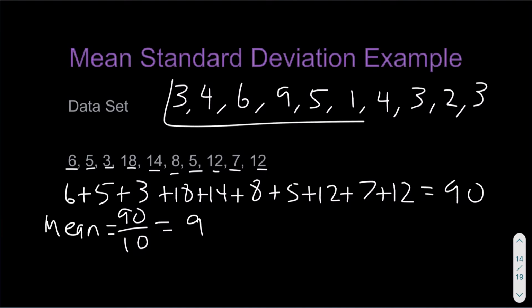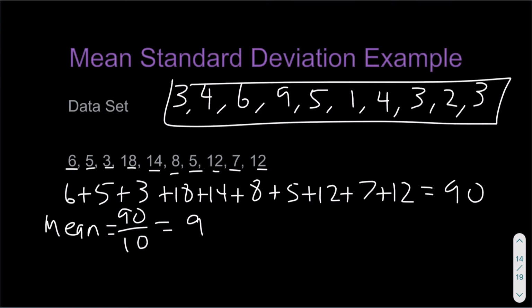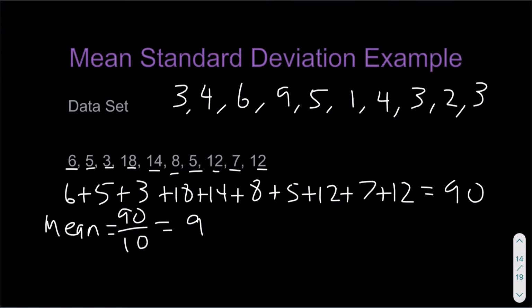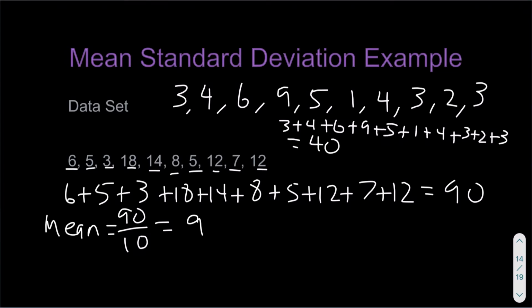Now that we have this data set, we now have to find the mean of this. So let's add everything up here. 3 plus 4 plus 6 plus 9 plus 5 plus 1 plus 4 plus 3 plus 2 plus 3 equals 40. And since there's 10 values here, the mean of this entire data set is 40 divided by 10, which is 4. And that is the mean standard deviation.